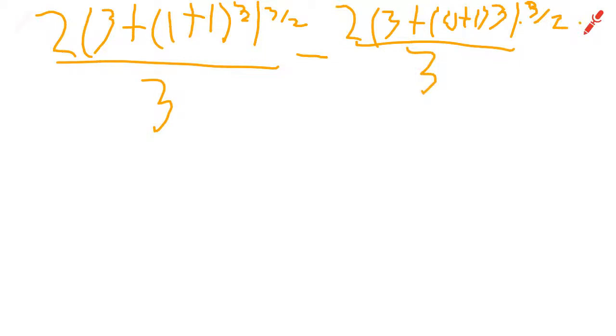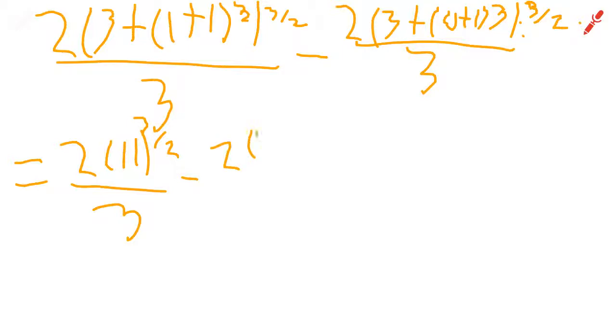So once you do that, we can start simplifying. Remember, we take the parentheses, 1 plus 1 equals 2. 2 cubed equals 8. So we do 8 plus 3, which is 11, so 2 times 11 to the power of 3 halves, all over 3, and minus: 0 plus 1 equals 1. So we have to take the cube of 1, which is going to be 1 as well. Then 1 plus 3 equals 4. So we have 2 times 4 to the power of 3 halves over 3.